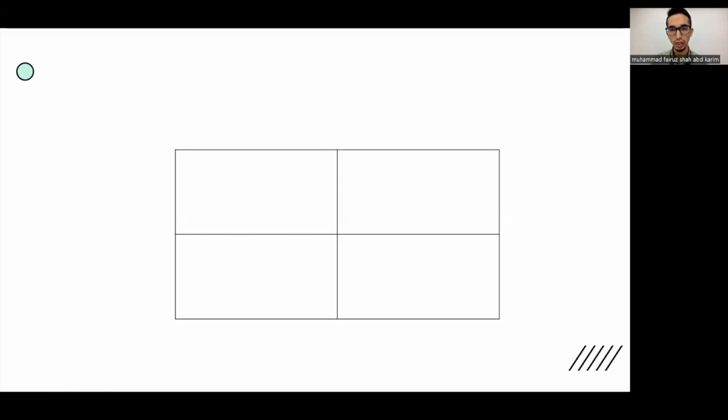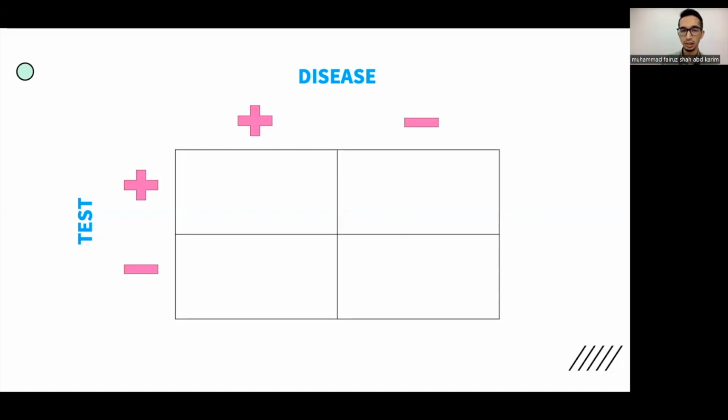Let's say we have these four boxes here, and given on top is the disease, which is always positive or negative. On the left side is the test. The test means any risk prediction model or anything that you created to help you diagnose whether somebody has the disease or not, and it's always divided into positive or negative. A binary is always 0 or 1.